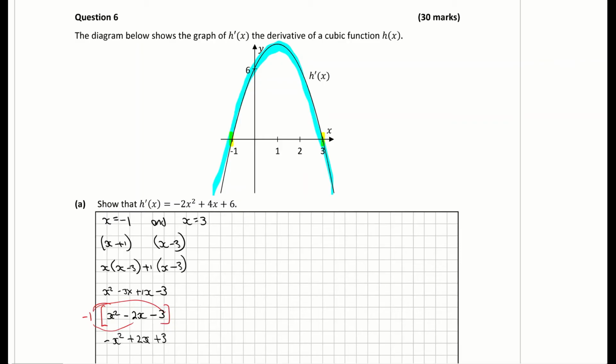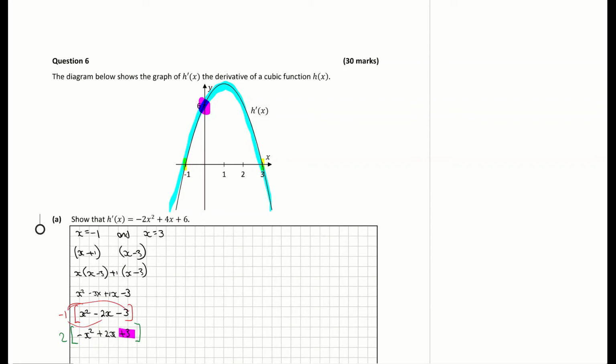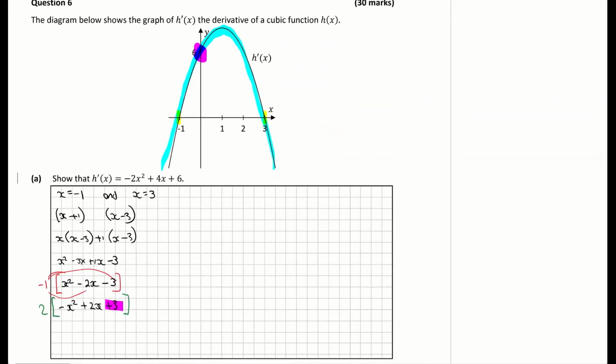Now we can also see that it's crossing the y-axis, the y-intercept is at 6, but as I look at my quadratic, it's positive 3. So I need to multiply that by a scale factor. So in order to get from 3 to 6, I need to multiply by 2. So I just need to multiply my quadratic equation here by 2. So when I multiply in 2, I'm getting minus 2x squared plus 4x plus 6. And you can see in the question they've given us minus 2x squared plus 4x plus 6.